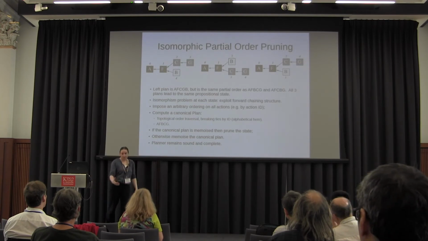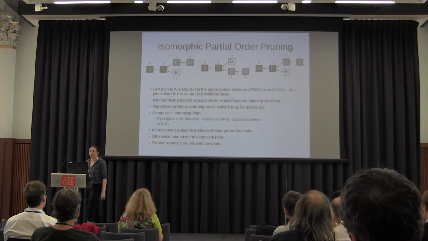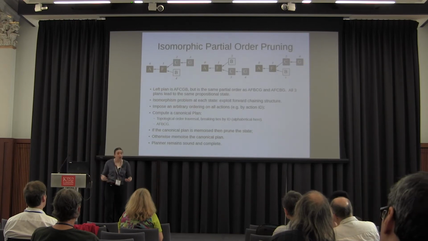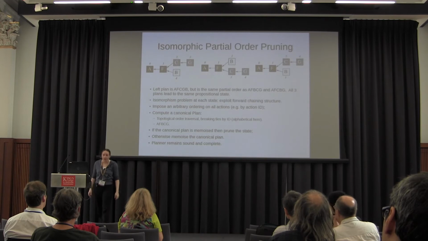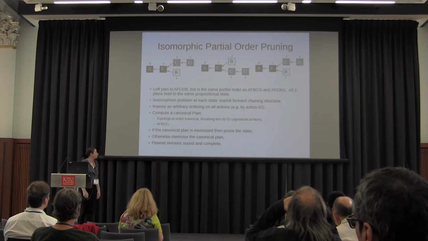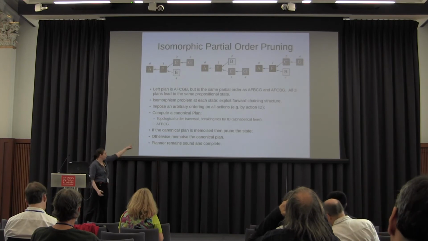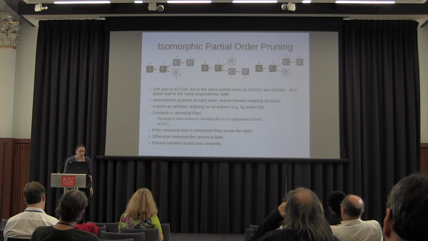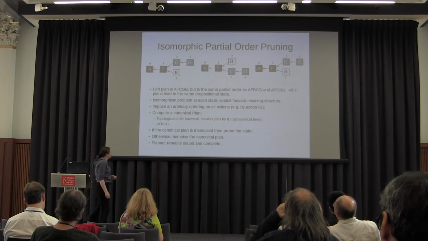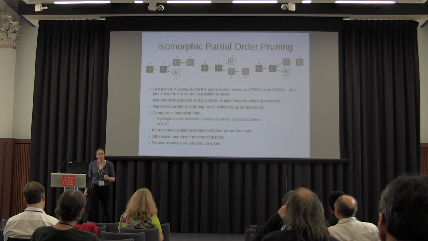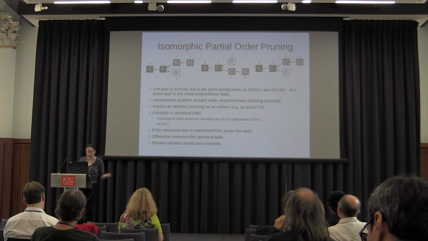So instead of just memorizing any state, we memorize the canonical version of the plan, and then every time you generate a new plan, you quickly compute its canonical form, and if that canonical plan is already memorized, then you can prune the state. And this is great because it remains sound and complete, so we're not losing anything, we are only pruning literally identical graphs.